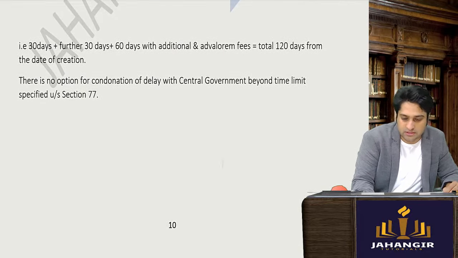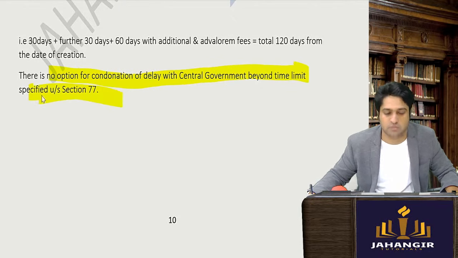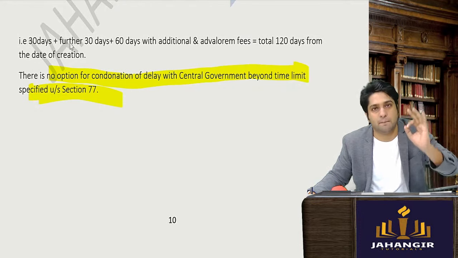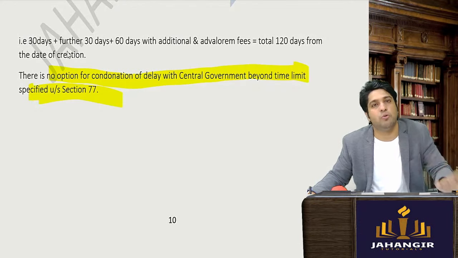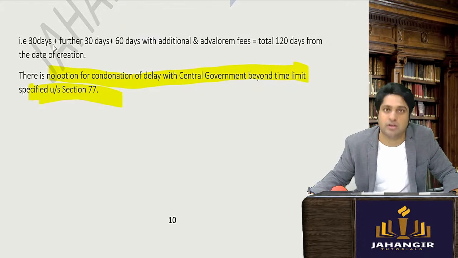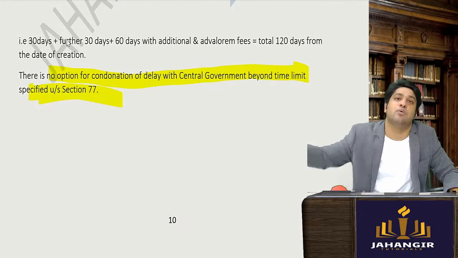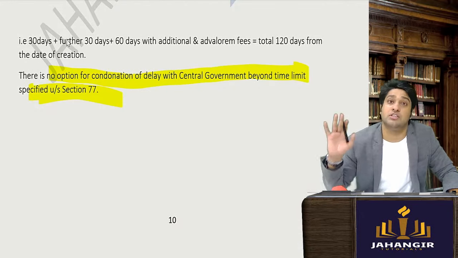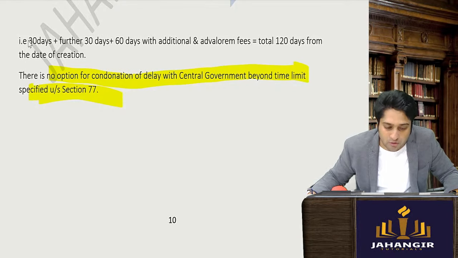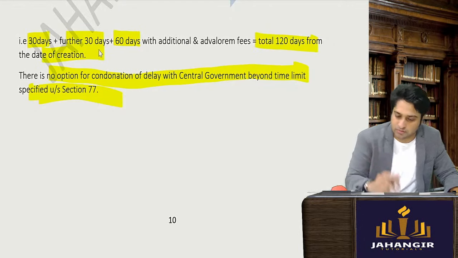And if you notice, there is no option for condonation of delay with the Central Government beyond the point specified under Section 77. So in your entire Companies Act, beyond 120 days, there is no provision on what you can do. It means that companies don't have any provision to register a charge after 120 days. So all the consequences of non-registration of charge will apply, penalties, etc. Now 30 days, a further 30 days and 60 days, a total of 120 days from creation.